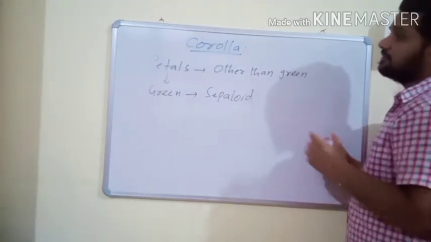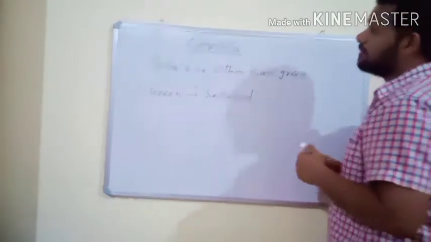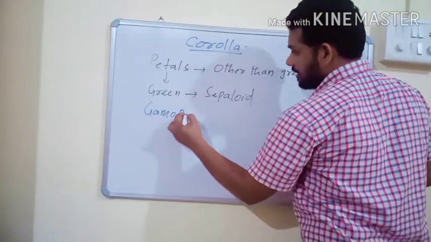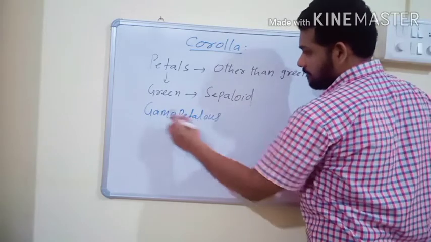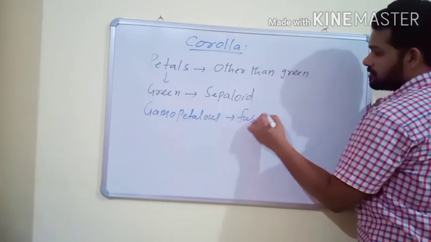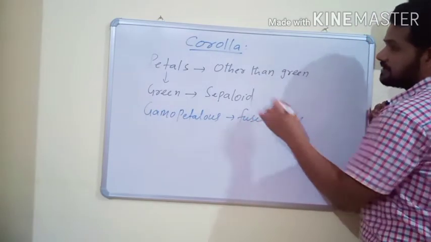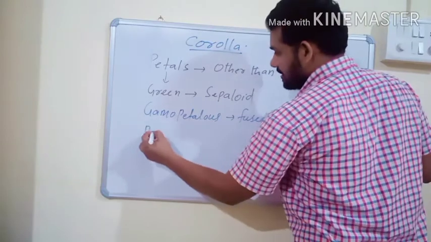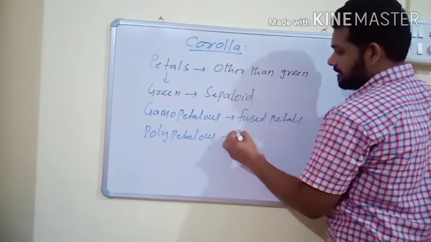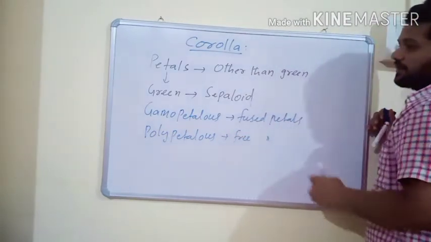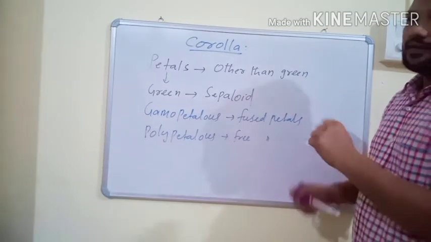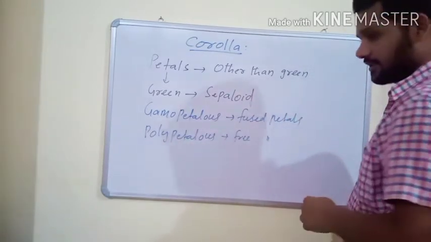And if the individual parts of corolla are called petals, and all the petals of the corolla are fused, then the condition is called gamopetalous. Gamo means fused, petalous means petals. Gamopetalous means fused petals. And if the petals of the corolla are free, then the condition is called polypetalous. Poly means many, and they are called free petals. And these two conditions, polypetalous and gamopetalous, have different types of structures.